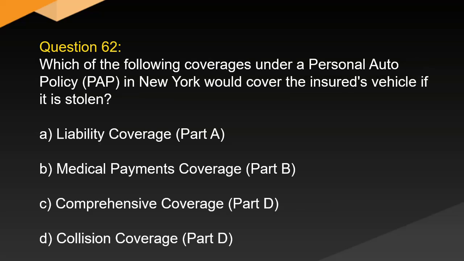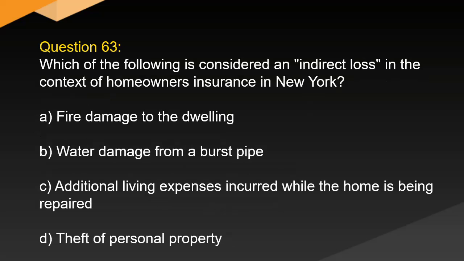Question 62. Which of the following coverages under a personal auto policy, PAP, in New York would cover the insured's vehicle if it is stolen? A. Liability coverage, Part B. B. Medical payments coverage, Part B. C. Comprehensive coverage, Part D. D. Collision coverage, Part D.